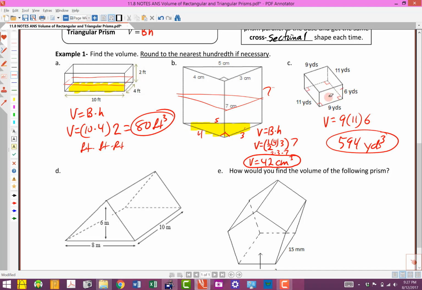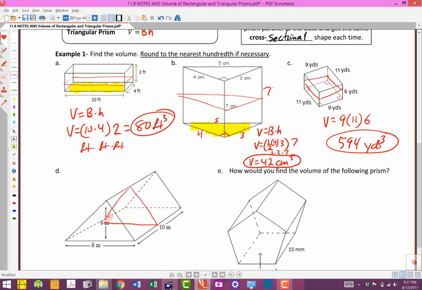Let me erase a couple of these guys right here. This cross section is the same as what we used for the base there. And then notice that this is a triangular prism, but it's kind of laying on its side. So if I were to draw a cross section that matches up there, I'd need to draw it something like that.